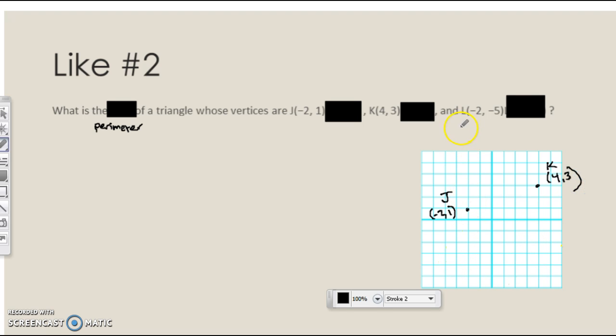And then finally, point L, I go left 2, and then down 5. 1, 2, 3, 4, 5. And that is point L, (-2, -5). All right, then I'm going to use my little line tool over here, and I'm just going to connect these.